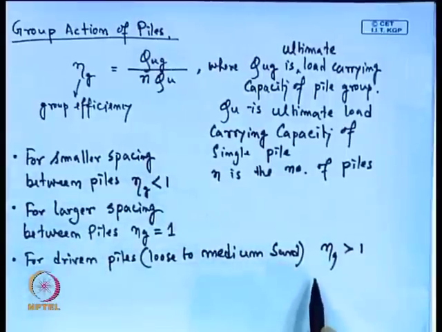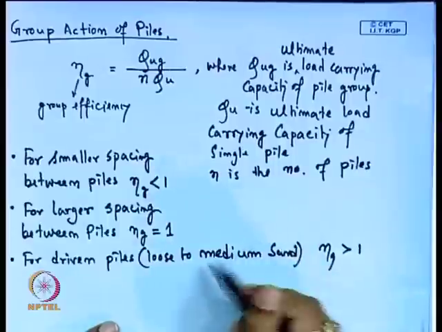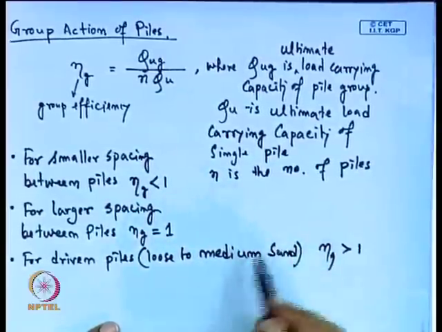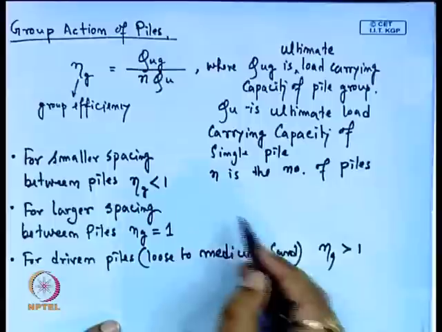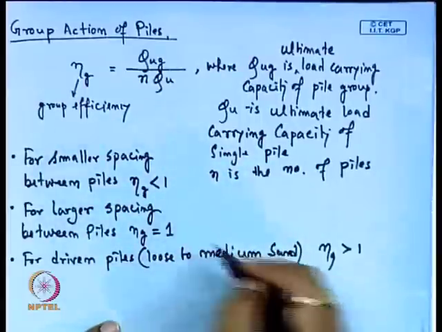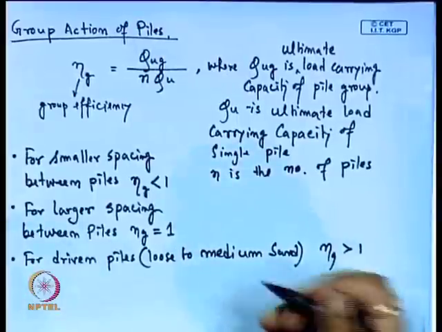This is because when a pile is driven into loose to medium sand, the sand becomes dense. So, because of the installation of the pile, the soil surrounding the pile gets dense. That is why the efficiency will increase.